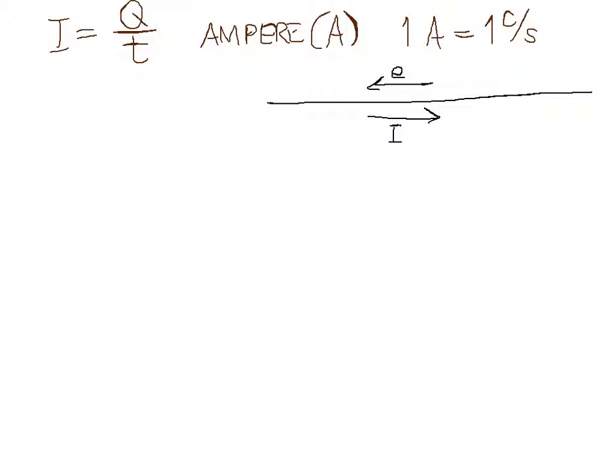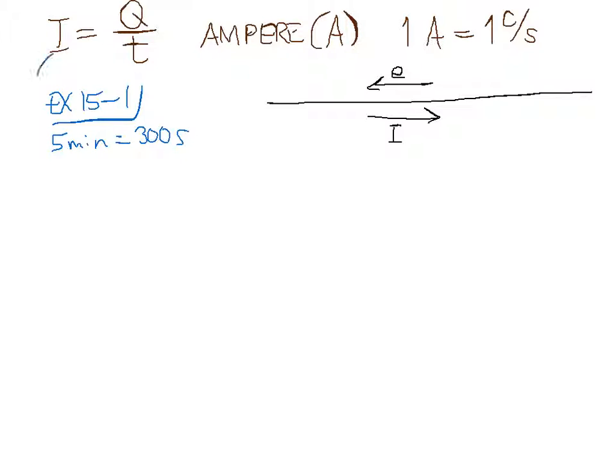So, example 15.1. We've got a steady current of 2 amps that exists in a wire for 5 minutes. How many electrons pass a given point in the wire during that time? First thing is to get things in standard units. 5 minutes is the equivalent of 300 seconds.